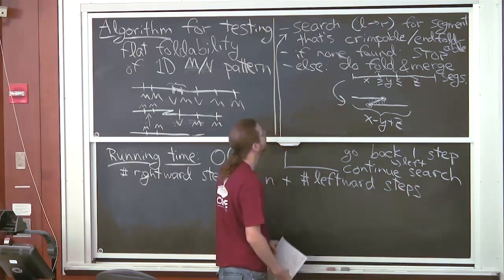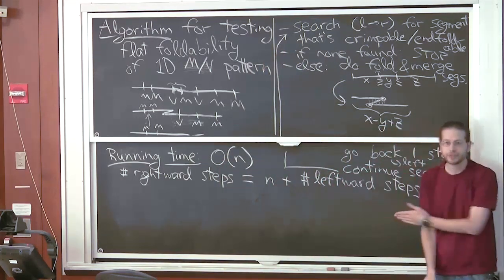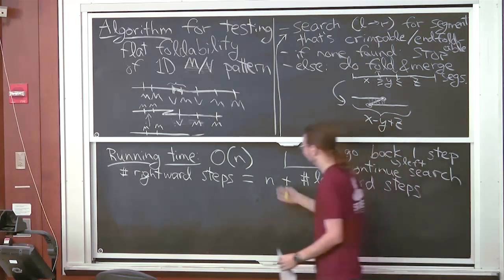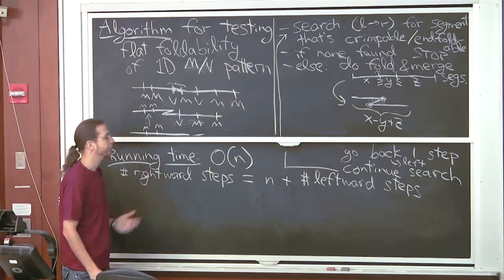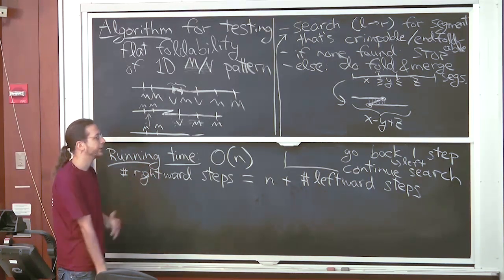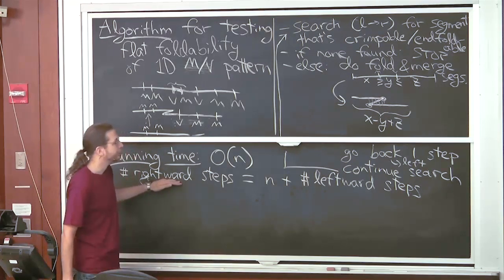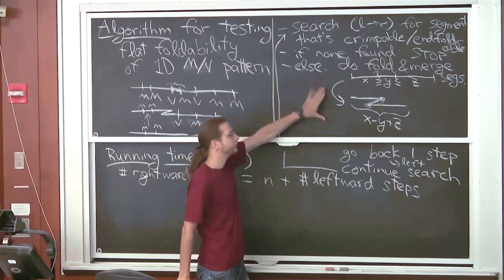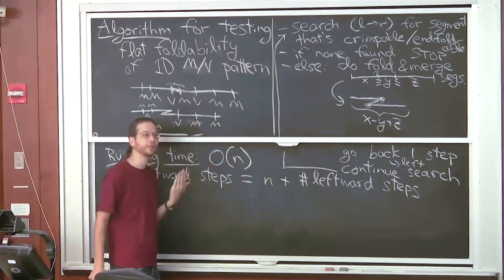Why is that? Because overall the search is going left to right, and if it doesn't find anything, it just takes n steps. You look at all the creases or all the segments. It's basically n plus 1, whatever. For each one, you check, is it crimpable and foldable? That takes constant time. You're just comparing a couple of numbers. But I'm counting the number of rightward steps. The trouble with the search is that every time I find a fold to do, I go back one step. And so I'm kind of losing progress because I go backwards.